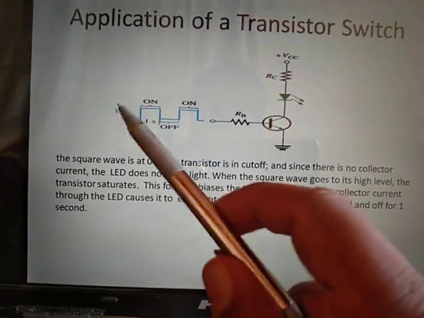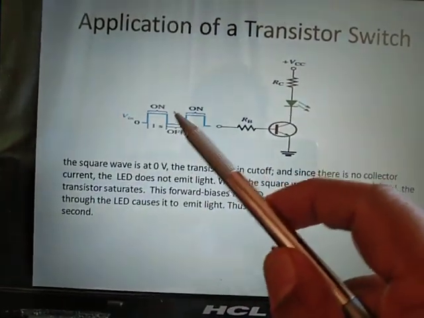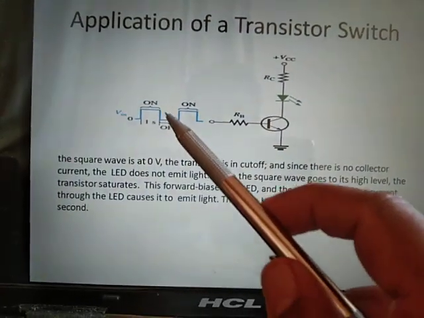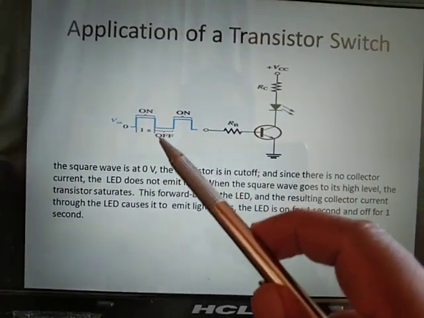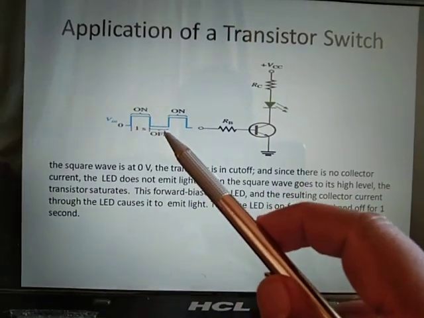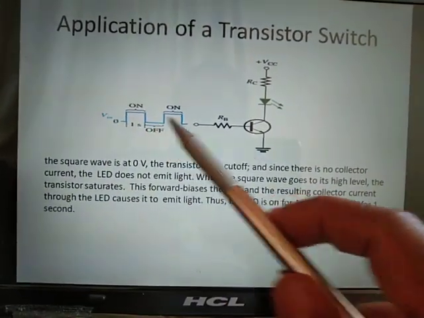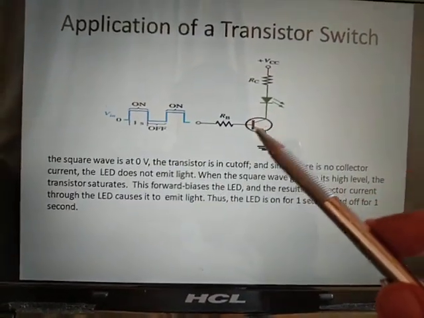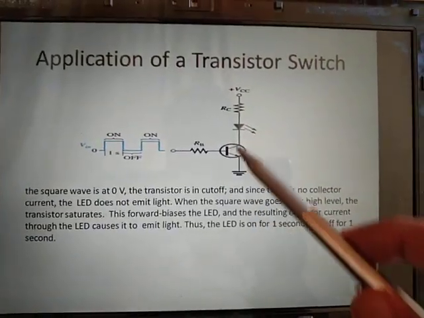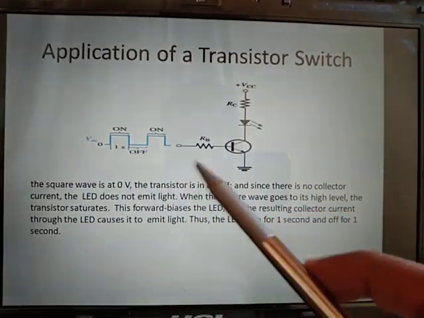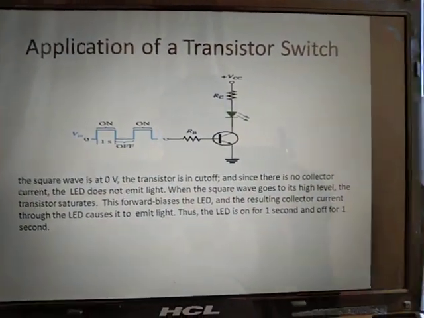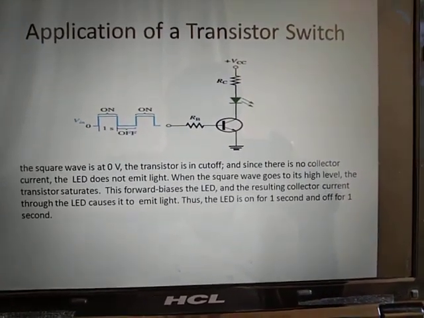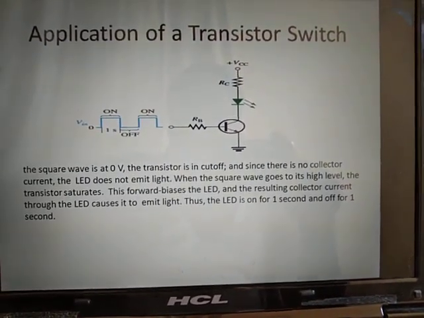Here the input is a square wave, on off, again on and off. If it is on, that is a 1. If it is off, it is a 0. Means low, high. If it is on, there is current flow in the circuit and the LED will glow. If it is off, there is no current flow. When the square wave is at 0 volt, the transistor is cut off, and since there is no collector current, the LED does not emit light.